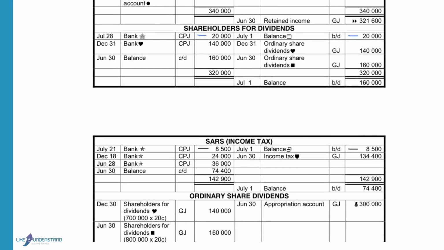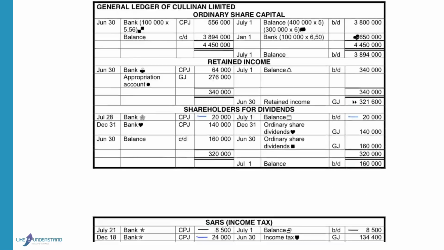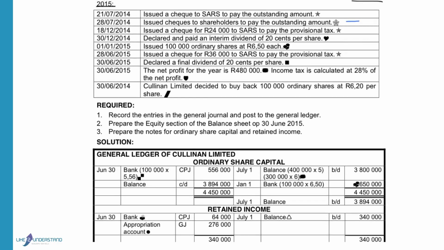So if we look at our ordinary share dividends account, I will take the 700,000 shares that are in issue on the 30th of December, multiply it with the 20 cents, and show that the expense for dividends is 140,000. The business owes this money to the shareholders, so the shareholders will be credited with the 140,000 to show that this money is outstanding and must be paid to the shareholders.